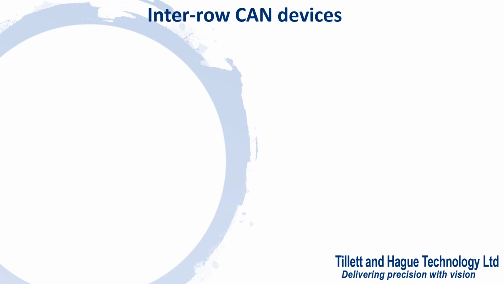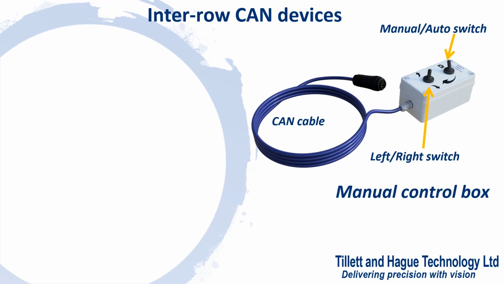As mentioned earlier, we communicate between some auxiliary devices and the main implement module via our own proprietary CAN bus protocol. These devices are automatically detected and will be available for use during normal running. The manual control box, when switched to manual, allows a user, a driver, or a second operator to manually steer the implement. Switching it off returns to automatic guidance.